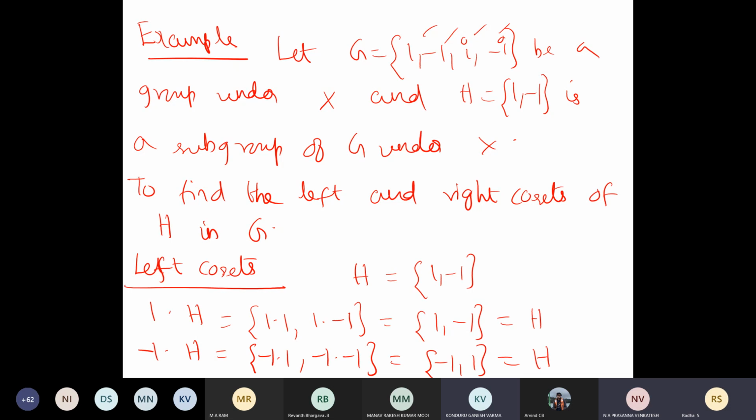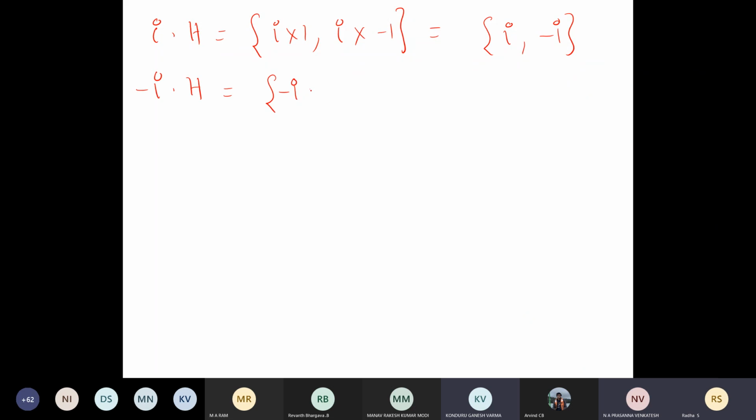After I complete, you have to observe something and check, right? So I multiplied by 1, I multiplied by minus 1. Now I'm going to multiply by I. I into H: I into 1, comma I into minus 1. So I get I comma minus I. Minus I into H: minus I into 1, minus I into minus 1. So again I get minus I comma I. This is same as I into H, right?